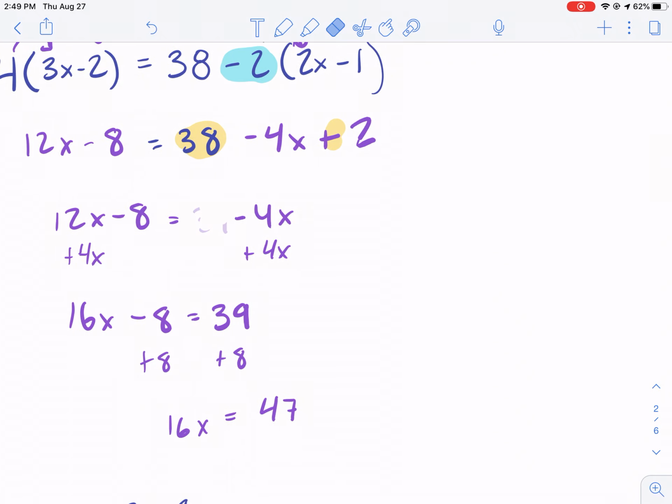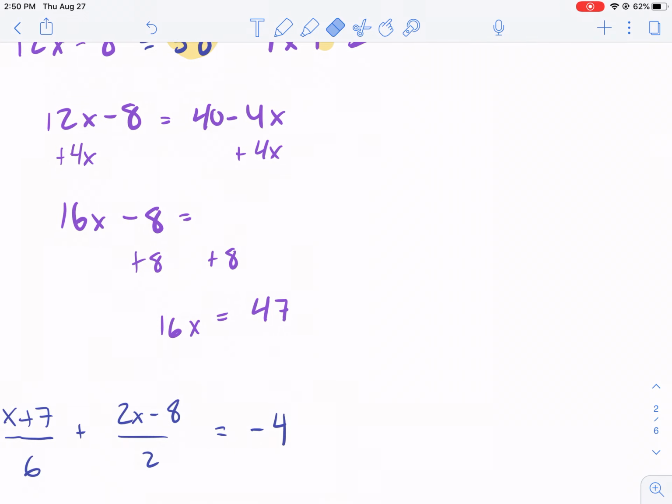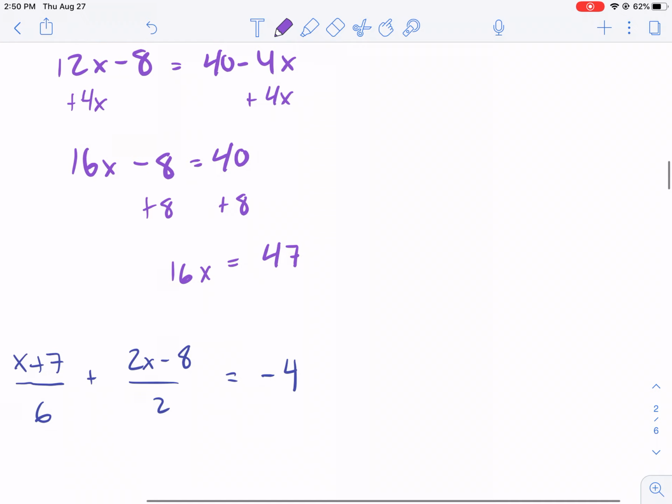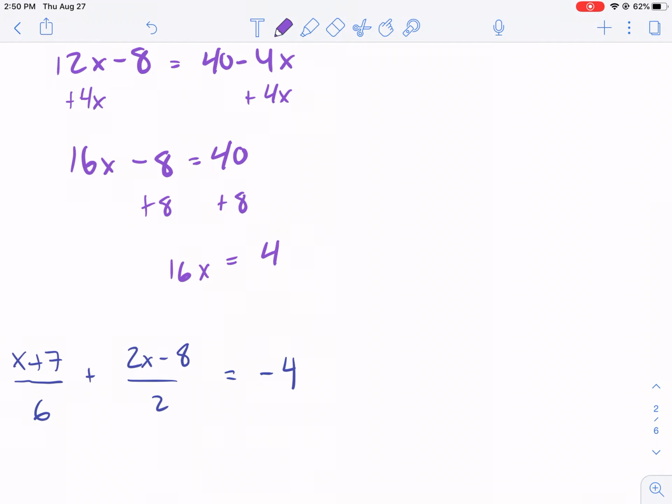And then that would have led this to be 40. Okay, there we go. As long as you catch your mistakes, right? 40, and then we divide by 16. Oops, that should be 48 now because we add 8 to it. Divide by 16, we get x equals 3. That is our solution set.